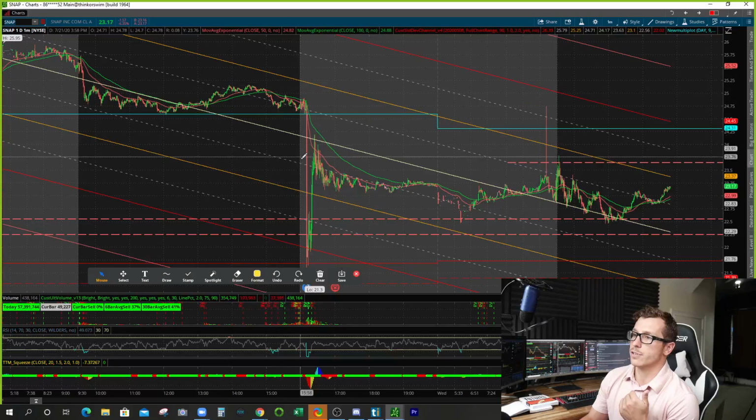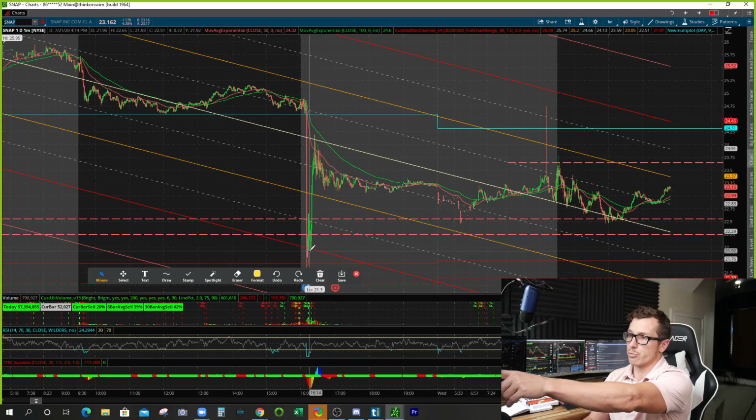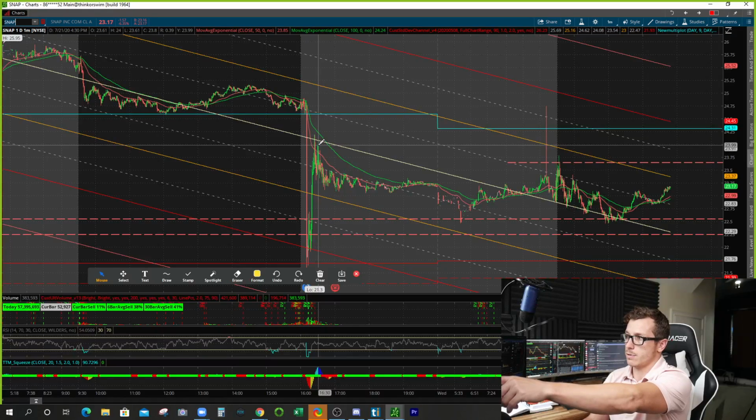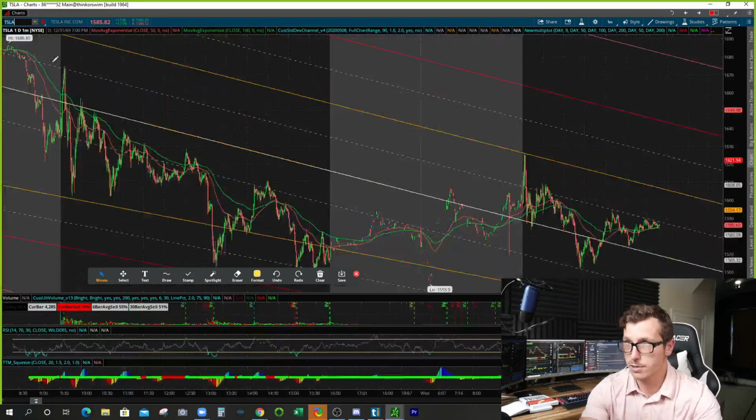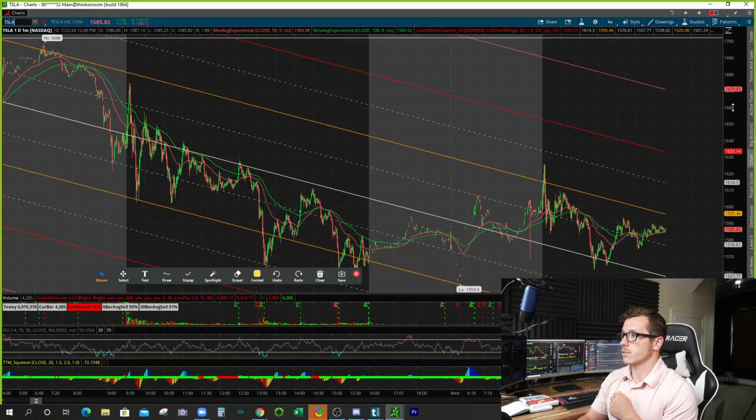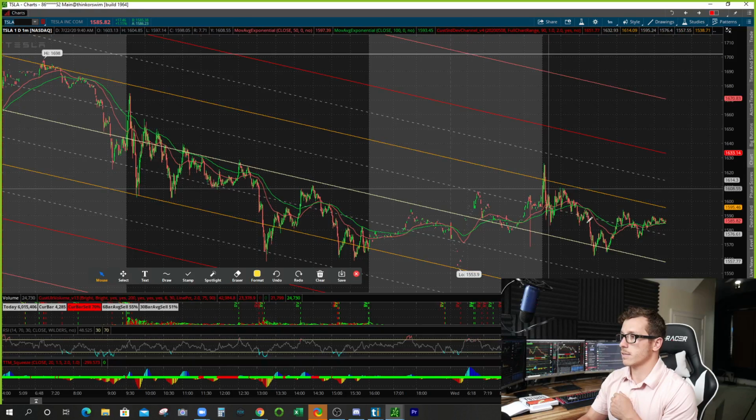Look at yesterday's earnings report. Snapchat goes down to the red line, bounce. Okay, there you go. We could go look at what Tesla did today. Look at Tesla. Tesla ran up to this one, came back down, ran back up to trend.